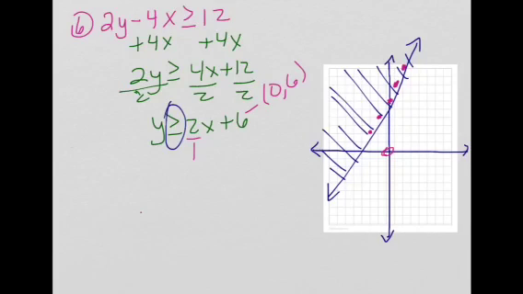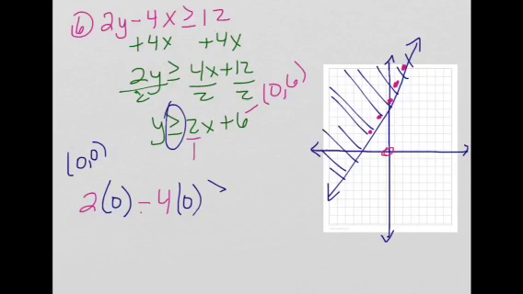Okay, so I'm going to go ahead and put that in. I'm going to put in 2 times 0 minus 4 times 0. Again, that's my ordered pair, (0, 0), is greater than or equal to 12. Now that one should not work because it's not on the side of the graph that I have shaded. And sure enough, 0 is not greater than or equal to 12, so I know I have the correct side shaded. So you can either check a point on the side that's shaded to make sure that it works, or you can check a point, usually the origin, to make sure that it doesn't work if it's on the side that's not shaded.